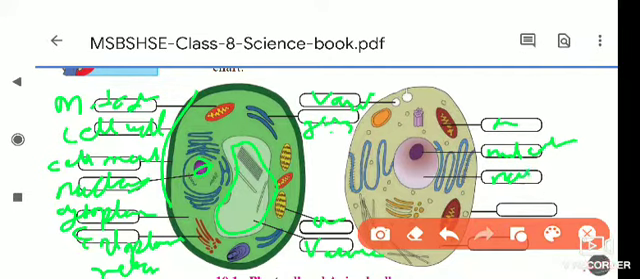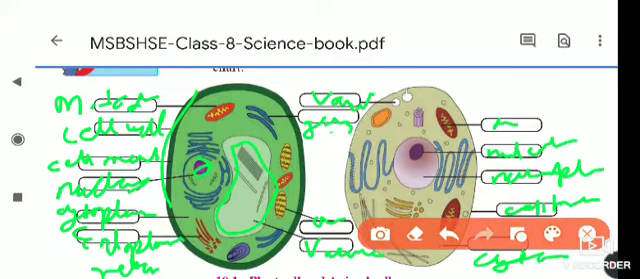Here it is maybe nucleoplasm or nucleus. Then here it is small. Here is the cell membrane, and here downside cytoplasm is present. So these are the names. You have studied the cell structure last year. So these are all the cell organelles which are present inside the cell.